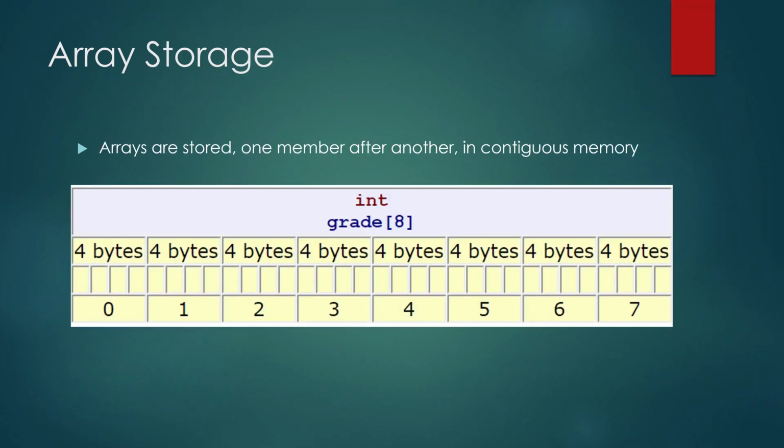Arrays are stored contiguously in memory, which means one after another. So here we have an array of 8 grades. Every one of them is an int, so we take 4 bytes, 4 bytes, 4 bytes, and the subscripts for them are 0, 1, 2, 3, and every one of those subscripts refers to a 4-byte integer.